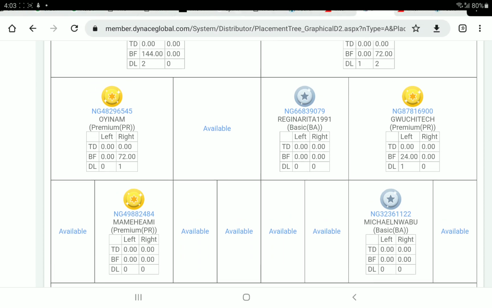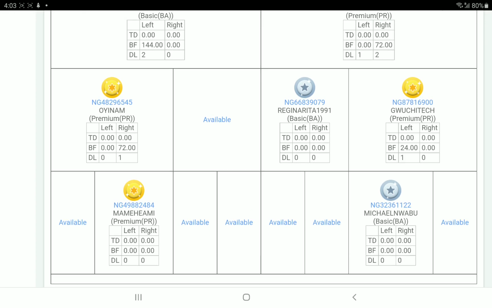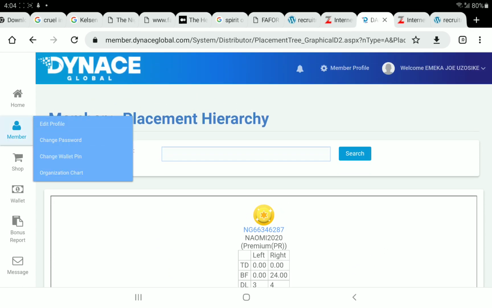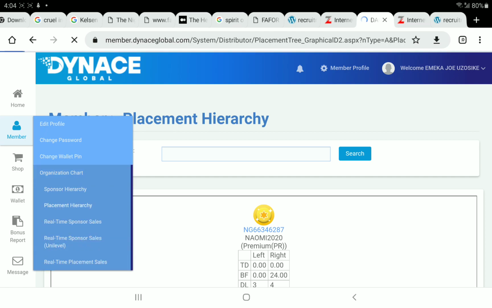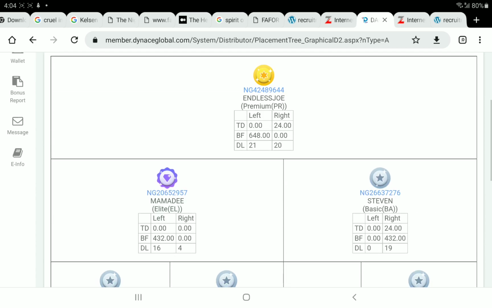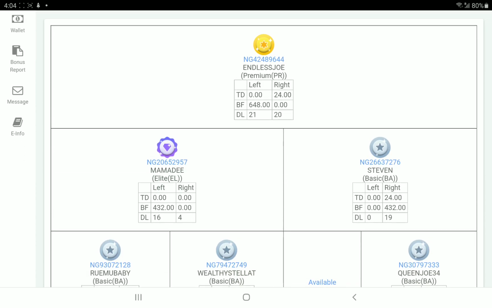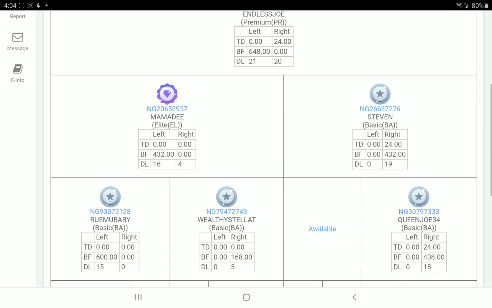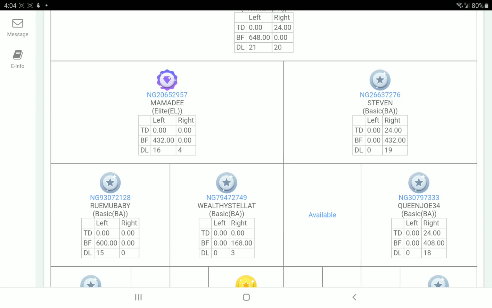So let's go over to the right side, because I've shown you the left. To go to the right, we go back to members, click organizational chart, placement hierarchy. Wait for it to load. Okay, so you have Endless Joe. Now we are coming to the right. For the right, you have Steven on the right of Endless Joe. So you click on the member's ID, which is the NG.